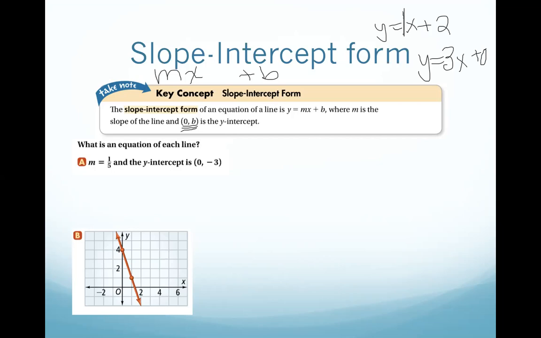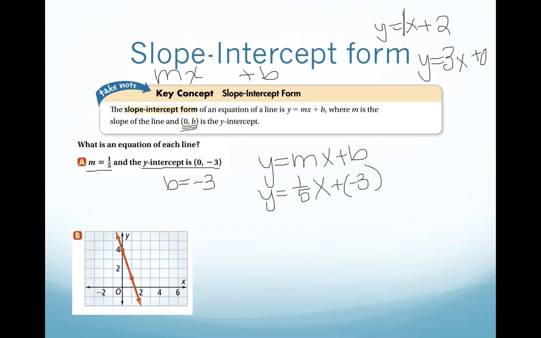So let's find the equation of the line. We know that the slope is 1/5, and we know that the y-intercept is (0, -3). So that tells me that b is -3. So our equation of the line is y equals mx plus b. Now I can substitute m and b. y equals 1/5 x. That's okay that it's a fraction. It can stay a fraction. Plus -3. Well, plus -3 should be simplified. I don't want to have two symbols right next to each other. So that is y equals 1/5 x minus 3.